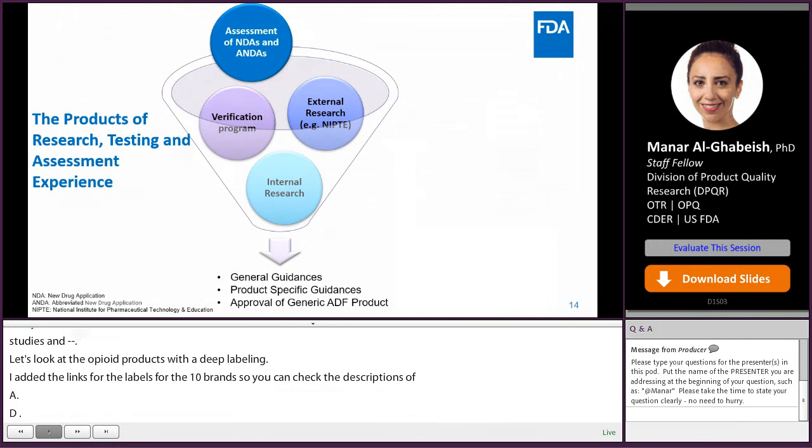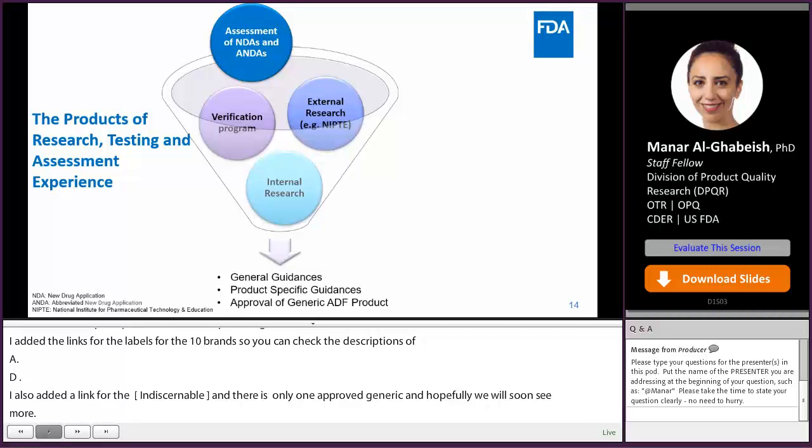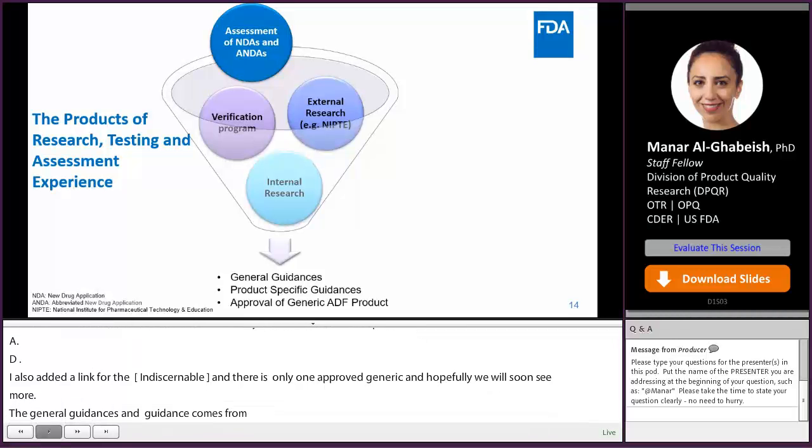The general guidances and PSGs and the approval of ADF are the products of the knowledge gained from assessing NDAs and ANDAs, knowledge from testing on ADF under assessment by the method verification program of FDA, external research collaboration with institutes like NIPTE, and our own internal research.